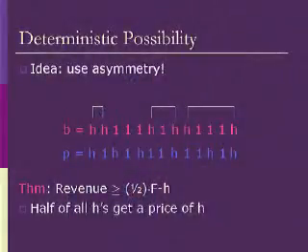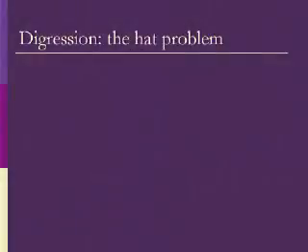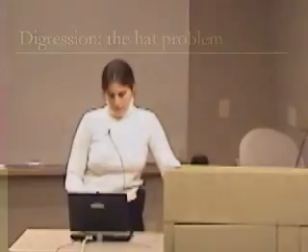Okay, so the theorem here is that we're getting at least half the optimal revenue minus h. And the argument is, as I said, half of the h's get the price of h, and half of all the bids get a price of at least 1. So if the optimal revenue was h, we were fine. If the optimal revenue was 1, we're also fine. Now I'd like to digress to a fun little problem called the hat problem.